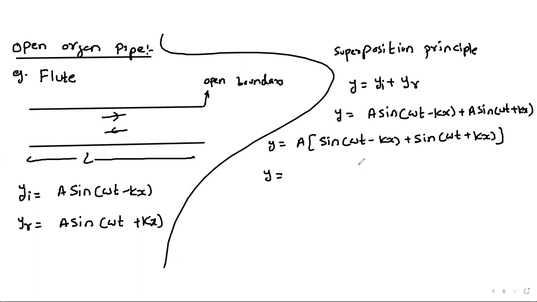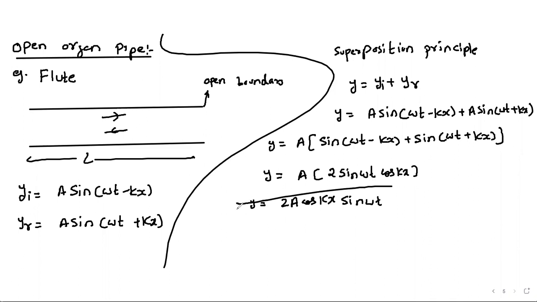So again, you have sine A plus B plus sine A minus B. What is sine A plus B plus sine A minus B? That's 2 sine A cos B. So it's 2 sine A, which is omega t, cos B, which is cos kx. So this is the equation 2a cos kx sine omega t. This is the equation of standing wave.